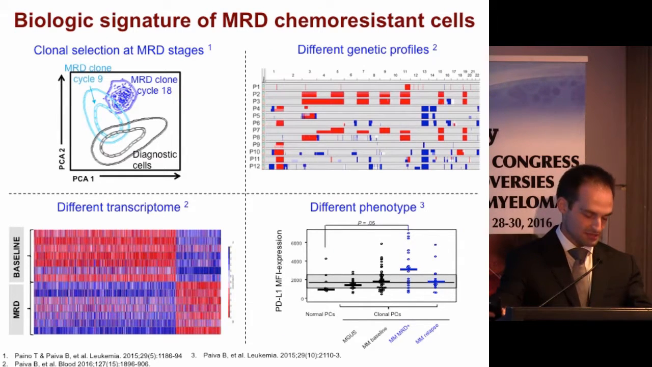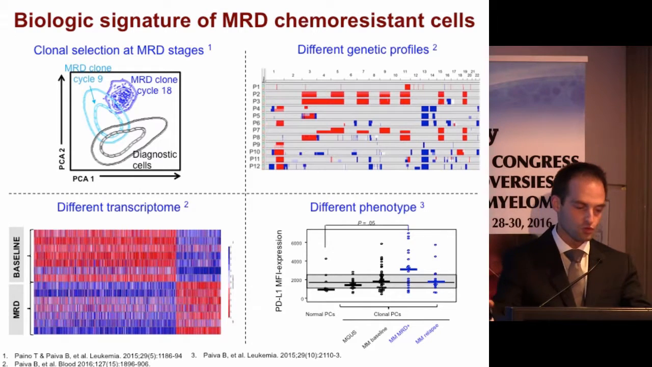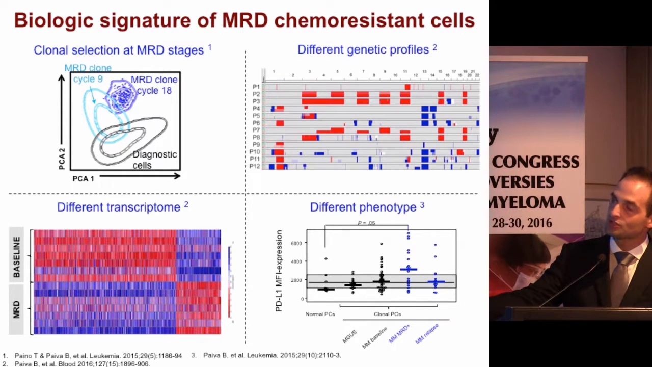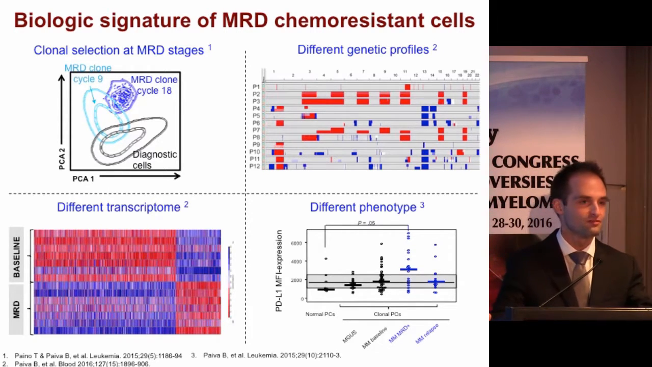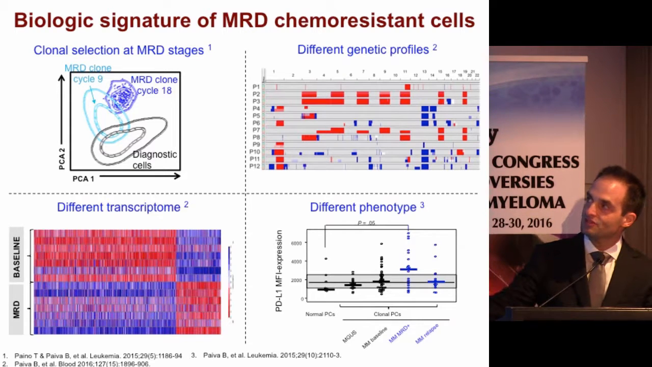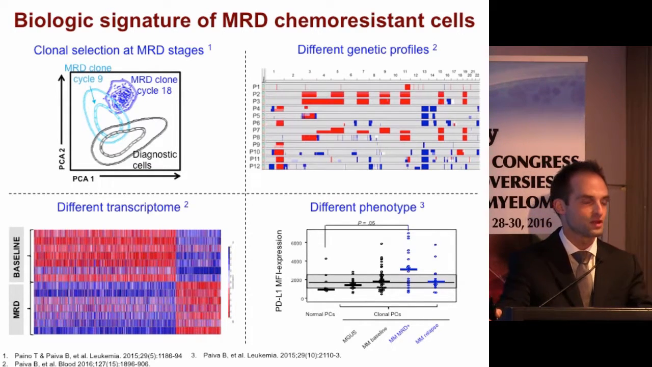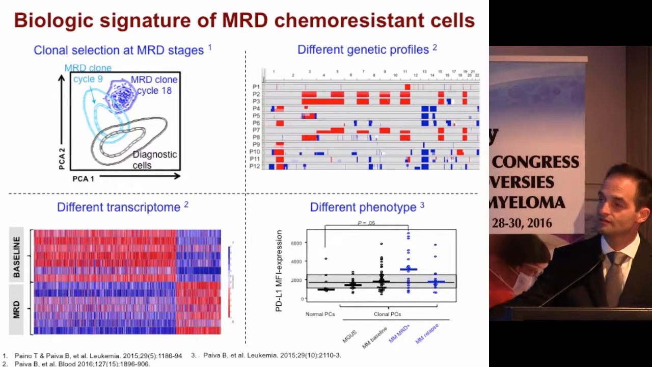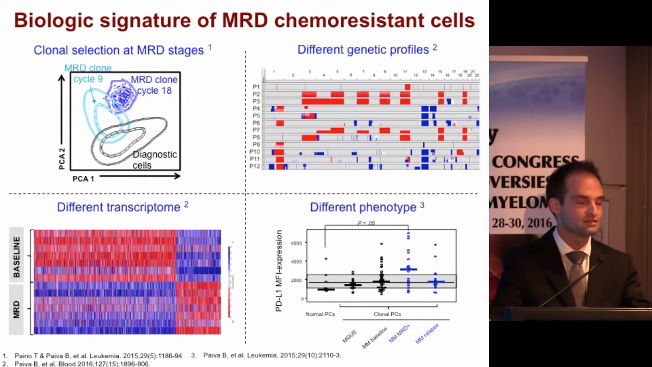In fact, during the last 1.5 years, we have shown that there is clonal selection already at the MRD stage. In some patients, there are different genetic profiles when we compare the myeloma cell at diagnosis versus at MRD at the individual patient level. Because there might be different genetic profiles, there will be a different transcriptome, and because there is a different transcriptome, there is different protein expression. It might even be some potential therapeutic targets.